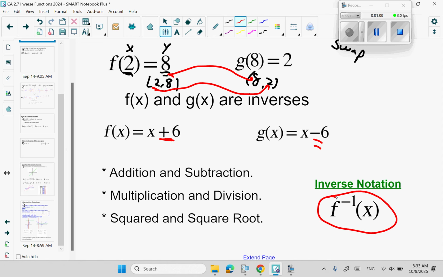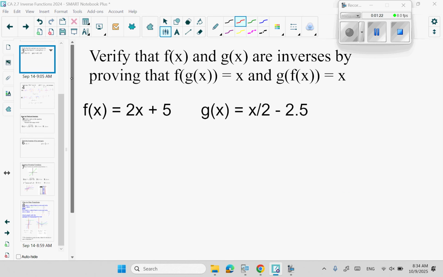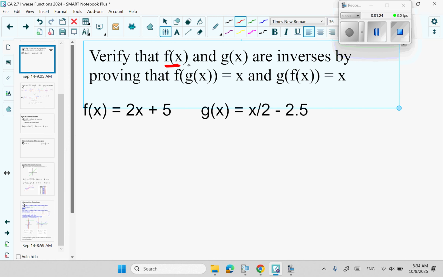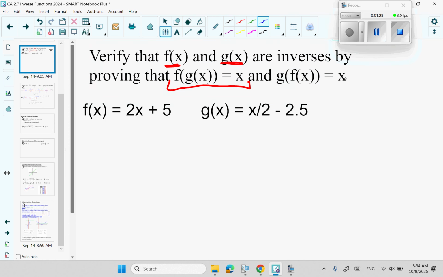This just means the inverse of f, where f of x is a function. The inverse is written with an exponent of -1. So how do you verify two things are inverses? You should do f of g and g of f, and each simplifies down to just x.